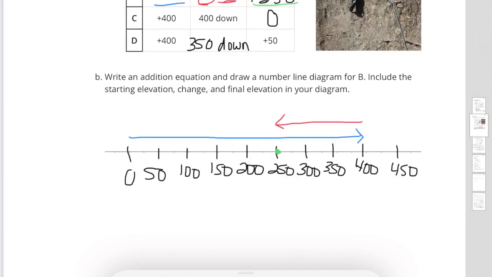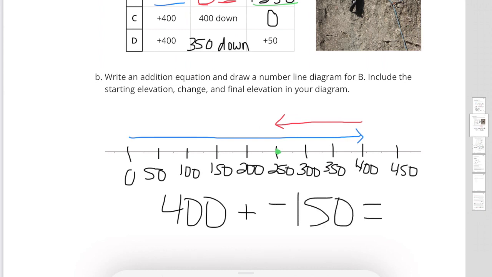Okay, now we need to write our addition equation. So we started at positive 400 feet. We moved down 150 feet. So since I'm moving down, I move to the left, which tells me I'm using a negative 150. And my final elevation is positive 250 feet.